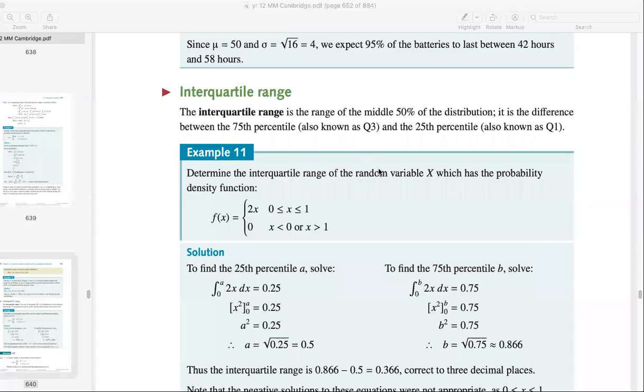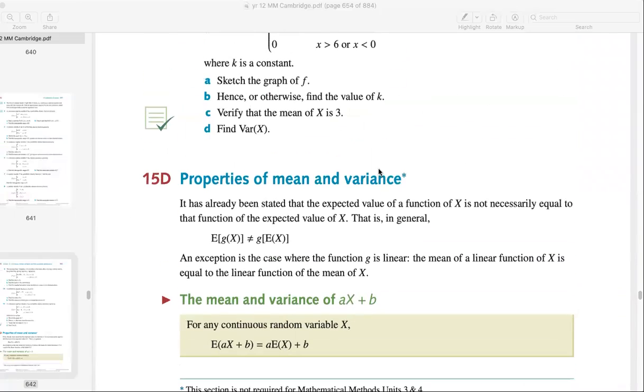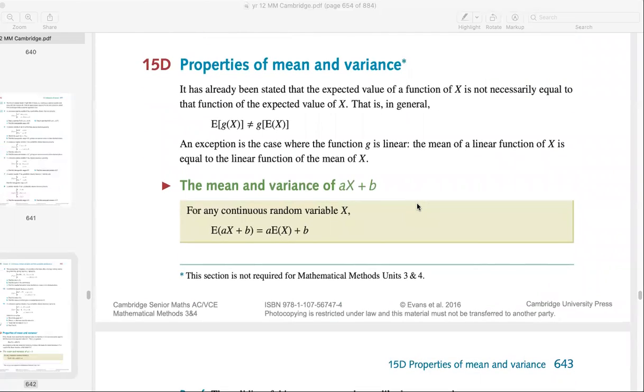And the interquartile range is just Q3 minus Q1. Okay. So for the 15D, the properties of mean and variance you do need to know, and if you have interest in this one, you can look at this one. Otherwise, you can just leave it.